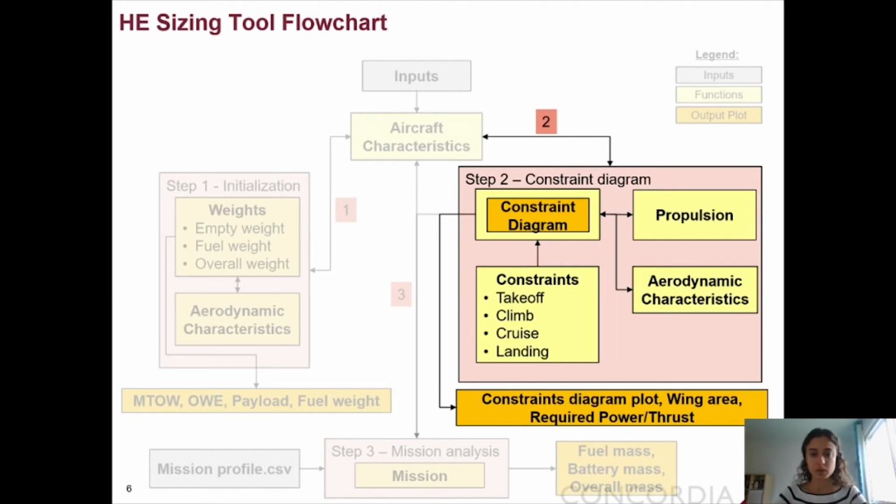In step 2, the calculated aerodynamic characteristics are used in determining the flight constraints. The FAR 23, FAR 23 commuter, and FAR 25 requirements are also taken into account depending on the plane considered. It is also in step 2 that an optimal theoretical hybridization of power is calculated. Based on the constraints calculated, the constraint diagram plot is output.